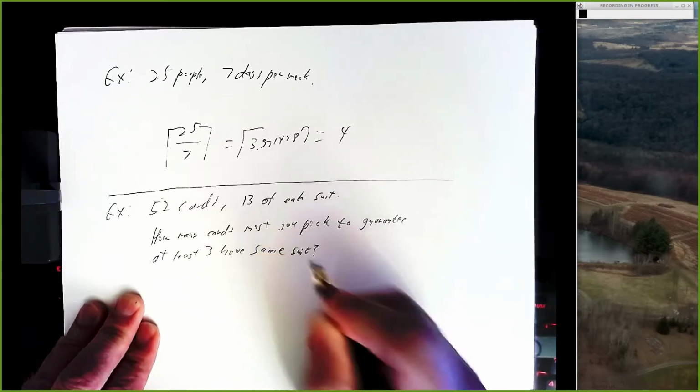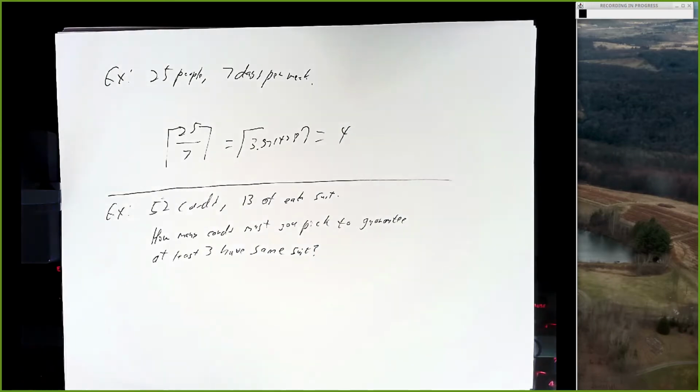And this is a sort of general form for these pigeonhole problems. Certainly, if I pick all 52 cards, I'm guaranteed at least 3 of them have the same suit. In fact, I'm going to have 13 clubs, 13 hearts, and so on. But the more interesting question is: what's the minimum number of cards I have to pick to guarantee that I have at least 3 with the same suit?